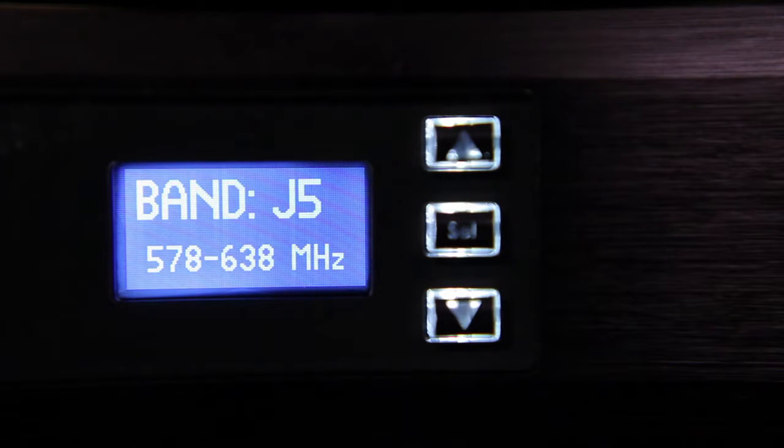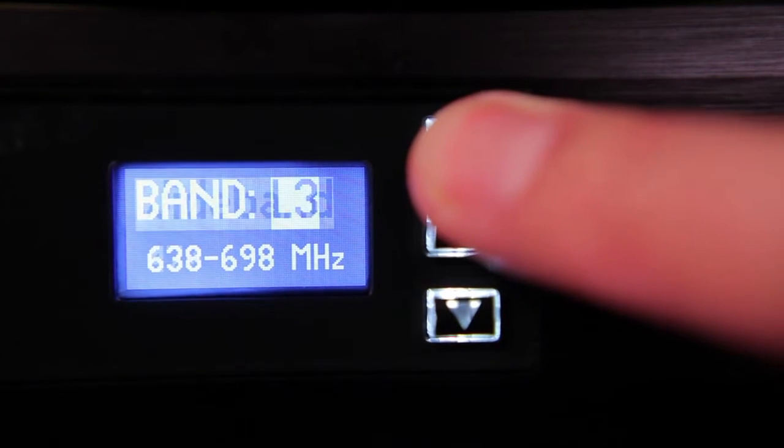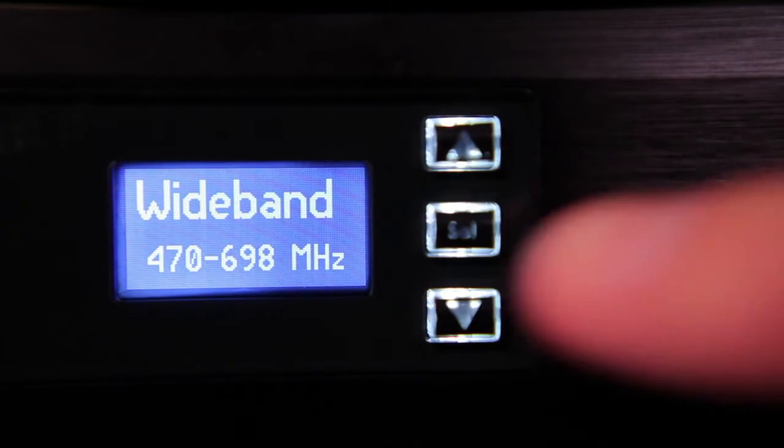If you have receivers in more than one band, set the distribution amplifier to wideband mode. This engages a wideband filter to cover all of the supported bands.